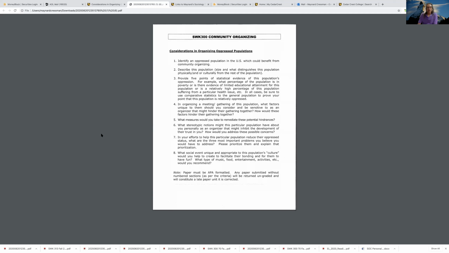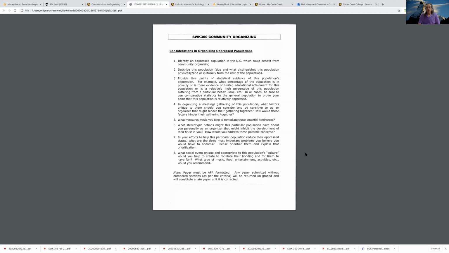Okay, number 2, describe this population, size, and what distinguishes this population physically and or culturally from the rest of the population. Okay, first of all, size is simply demographics. How many people, if you're going to use homelessness, how many people are estimated to be homeless in the United States? But then you got to break it down a little bit more in terms of describing it. So, for example, what percentage are estimated to be suffering from mental illness? How many are veterans? How many are entire families? So you need to break that down a little bit.